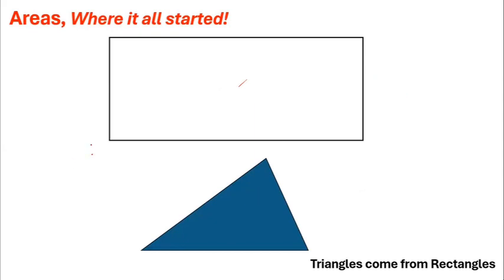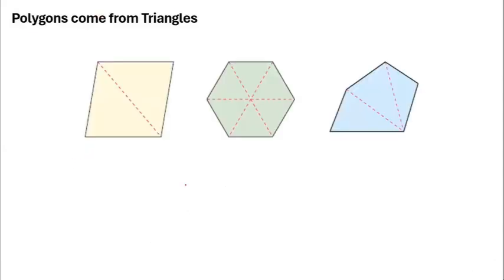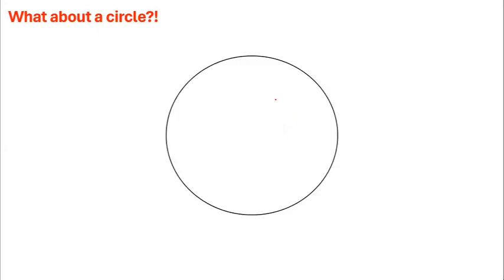Then follow other polygons. All other polygons follow from rectangles, because all polygons can be split into any number of triangles, so no problems happen. No problems. But then comes a circle. So what about a circle? So we have to do a different approach.